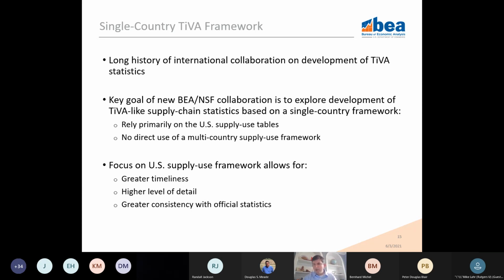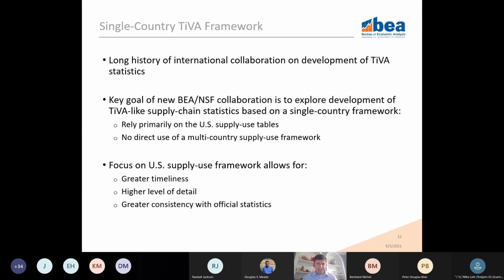In addition, we're now working closely with the U.S. National Science Foundation to develop TiVA-like supply chain statistics based just on the U.S. supply use tables.